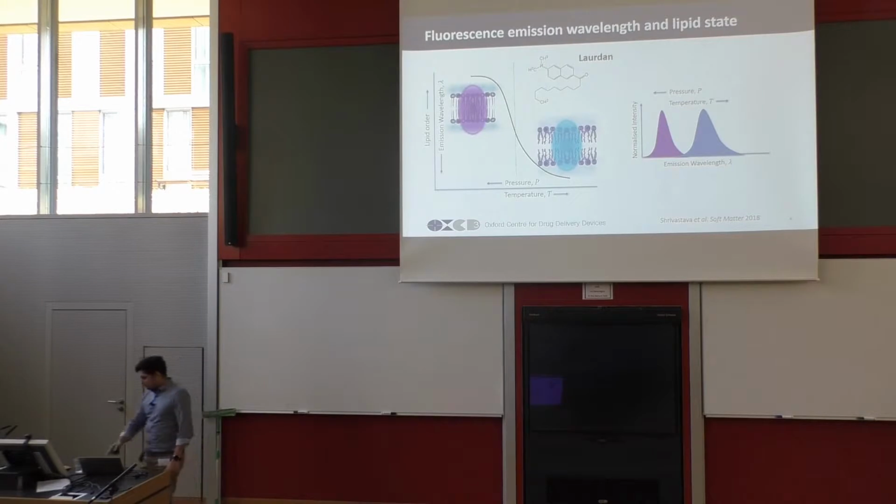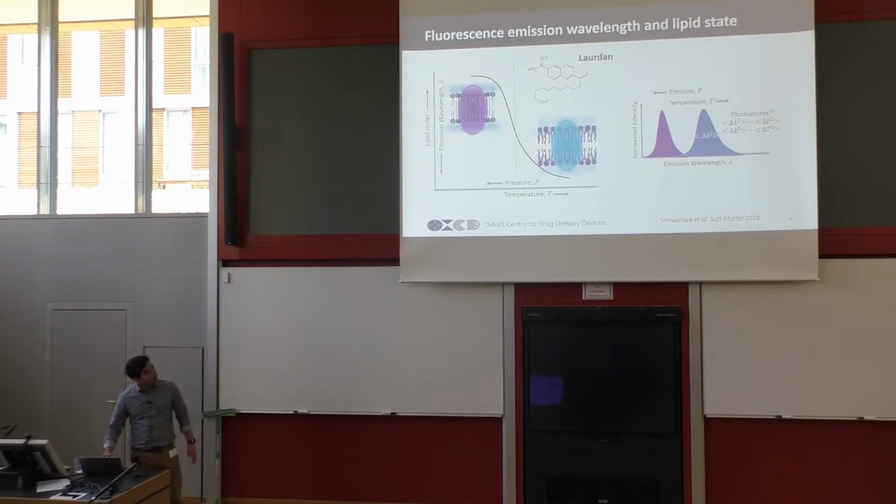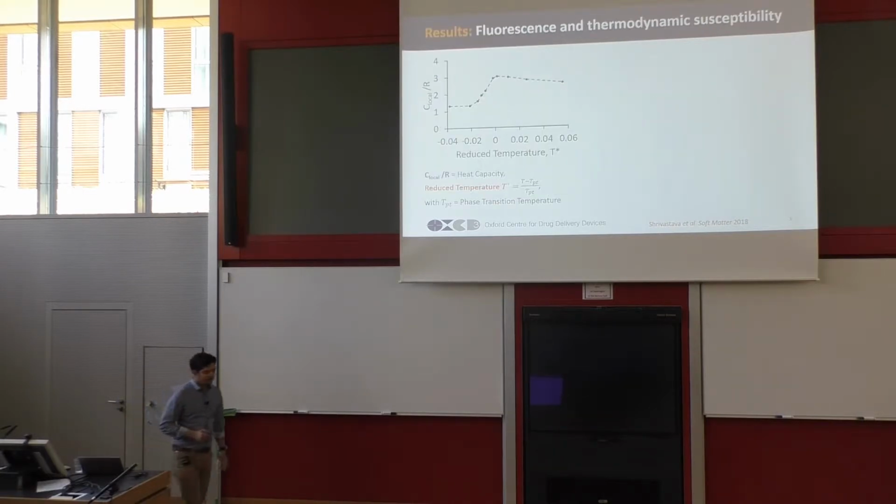And so the question was, could the width of the emission spectrum be related to these fluctuations? And if you follow that thought and just play some analytical games, kind of along the lines of the derivation of black body radiation, you can actually derive, with just one phenomenological constant, a specific heat for the membrane from the dye.